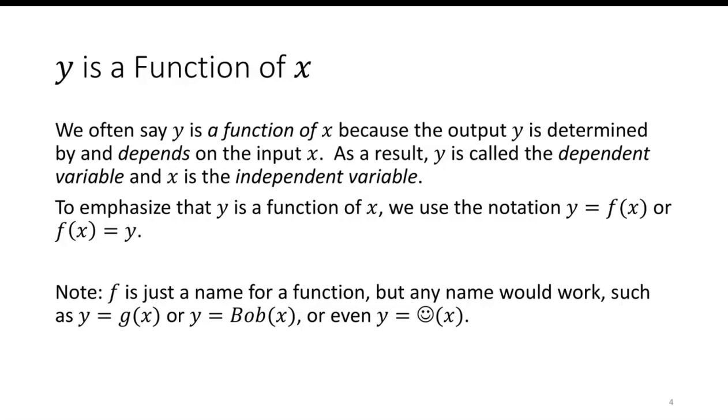We often say y is a function of x because the output y is determined by whatever input we give it. As a result, y is called the dependent variable and x is called the independent variable. And to emphasize that y is a function of x, we use this notation: y equals f of x, or f of x equals y. Just note, f is just a name. Any name would work, such as y equals g of x, or y equals bob of x, or even y equals smiley face of x.